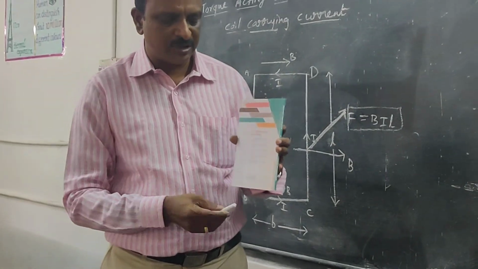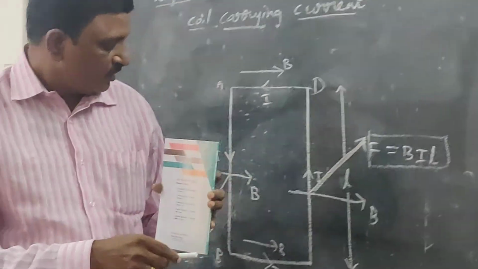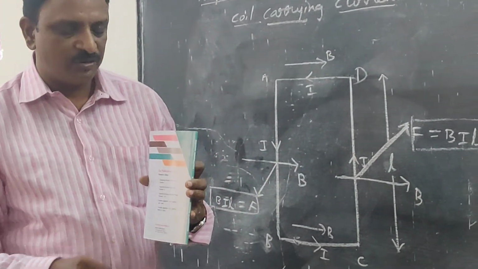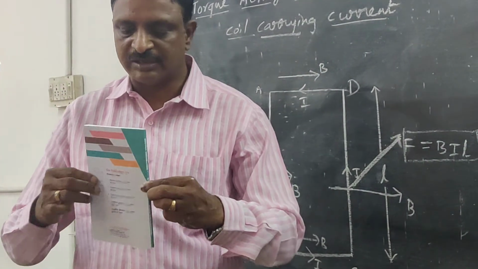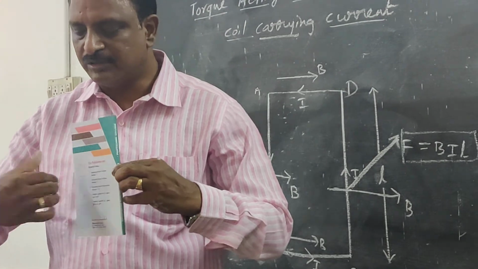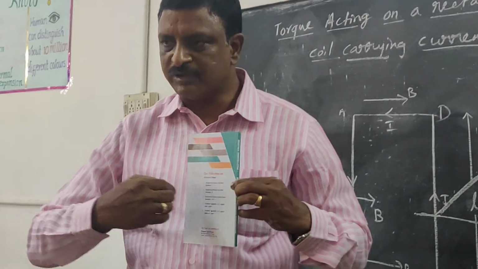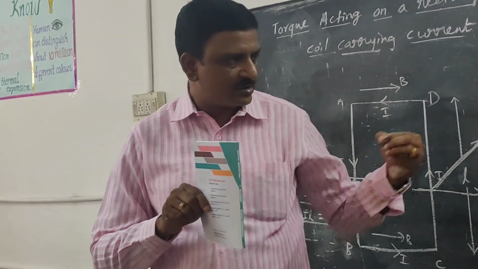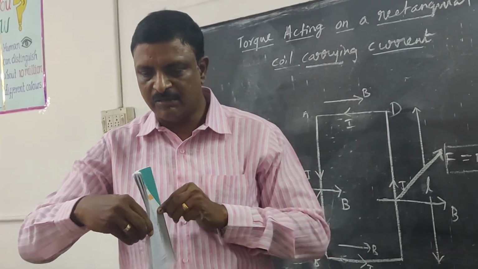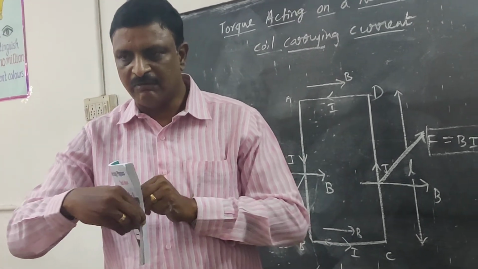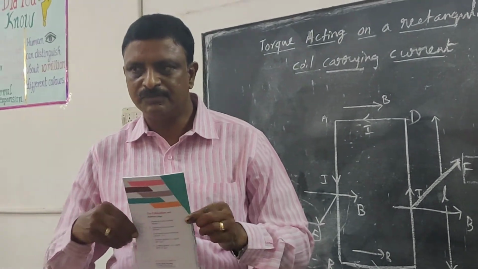Assume the top portion AD and the bottom portion BC, there is no force, whereas on the length sides two equal forces are acting. One towards you. Suppose you assume one force is acting towards you, and the other force is acting towards the blackboard. So when two equal forces act in the opposite direction, then the coil will rotate. So that is the meaning of torque.